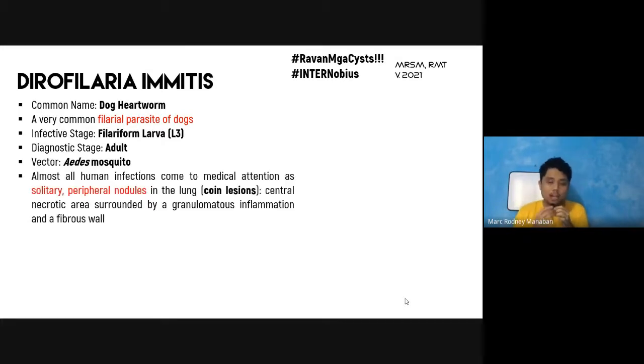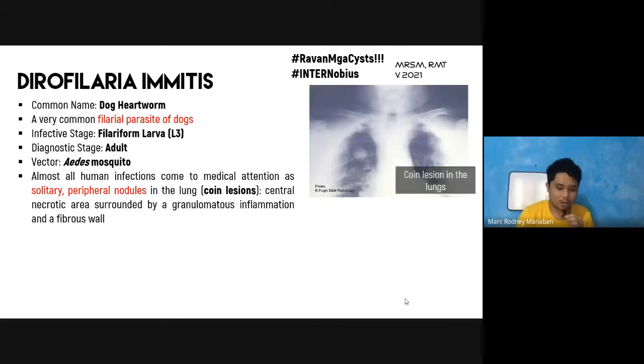And for humans, usually if ma-infecta, it appears or it presents as a lesion in the lungs, usually, or mga chest symptoms. And in the lungs, it has a characteristic lesion described as a coin lesion. So mura siya, barya. Ihang shape sa lesion is murag coin, no? Murag barya. All right. So central necrotic area surrounded by a granulomatous inflammation and fibrous wall. All right. So here's an example of a radiograph na ay coin lesion sa lung. Diba? So mura siya coin. Ayan, mura siya coin. Okay, all right.